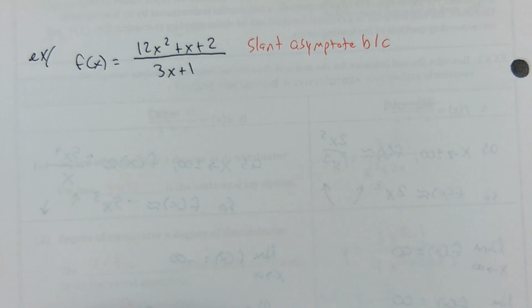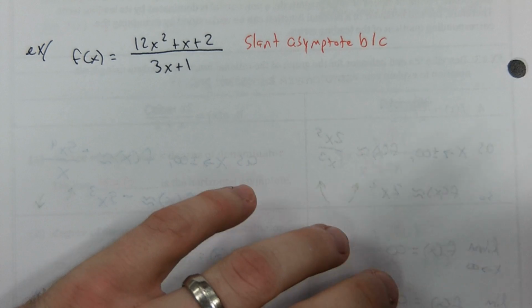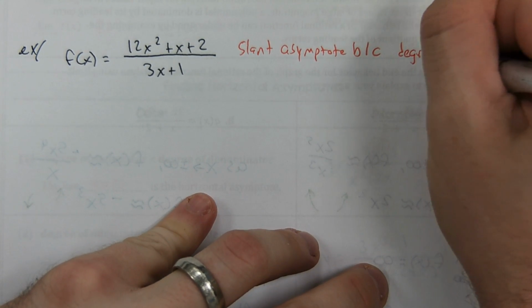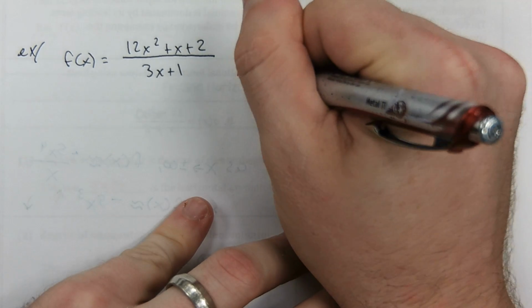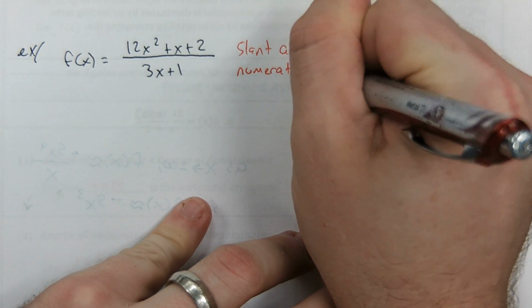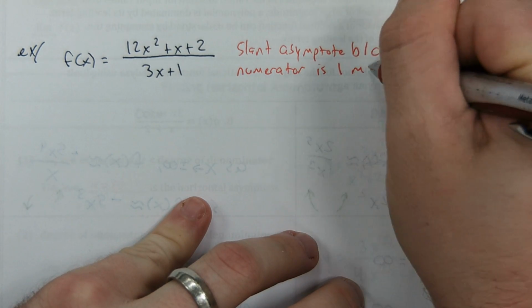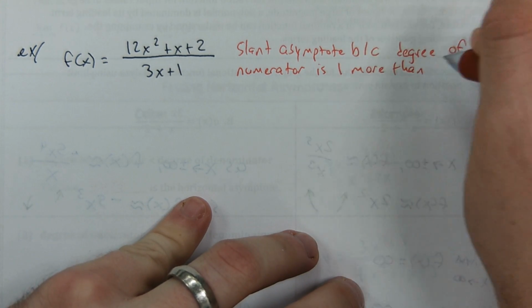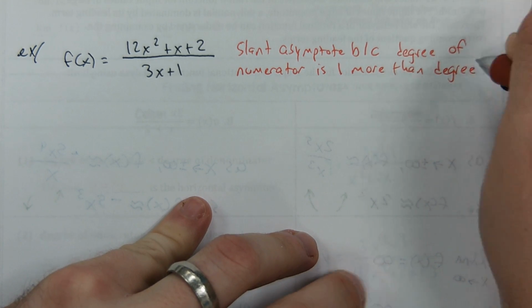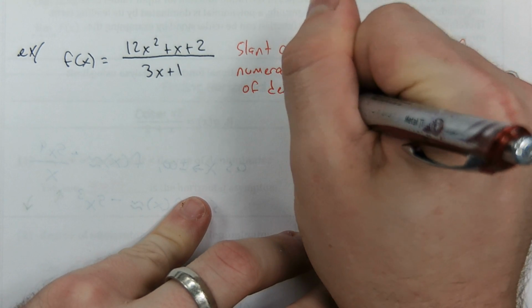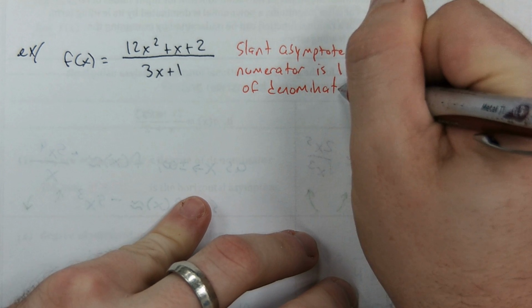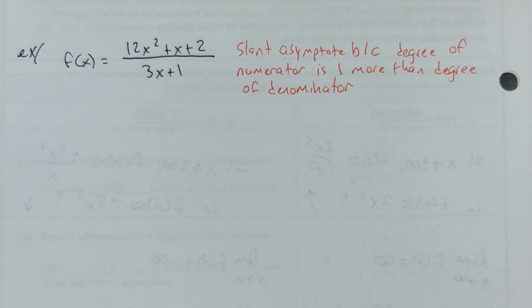Slant asymptote because the degree of the numerator is 1 more than the degree of the denominator. So remember, this would be considered a top-heavy function. And whatever the distance between the two degrees is, that's the kind of asymptote you would have.